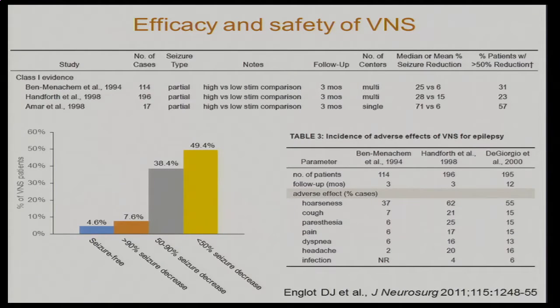So this is a meta-analysis of the three pivotal trials of vagus nerve stimulation, as you can see in the graph. Close to 50% of patients with VNS achieved a 50% or greater improvement of seizure control, but less than 5% became seizure-free during the trials, which lasted only 3 months on average.